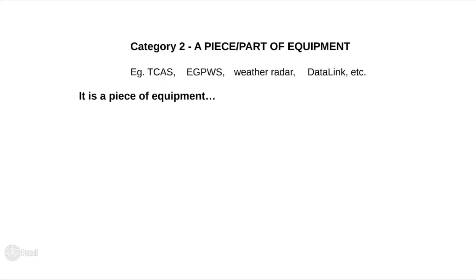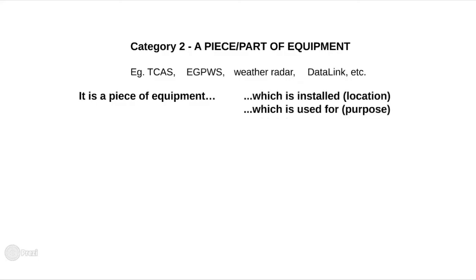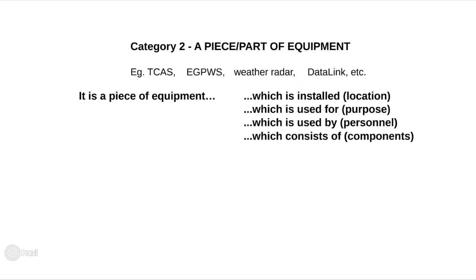We'll call it a piece or a part of equipment. And it also covers a great many of aviation terms that you might be asked to describe, like TCAS, EGPWS, weather radar, data link, etc. Use the subordinate clause to specify where it is installed or what it is used for, by whom it is used, or what it consists of.